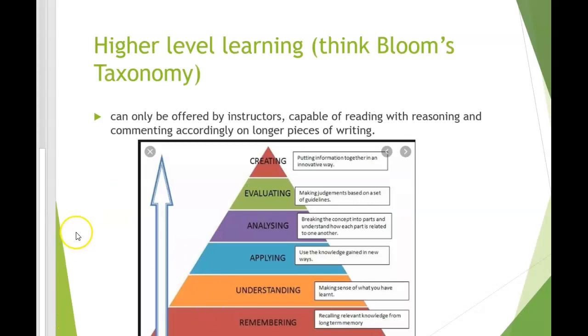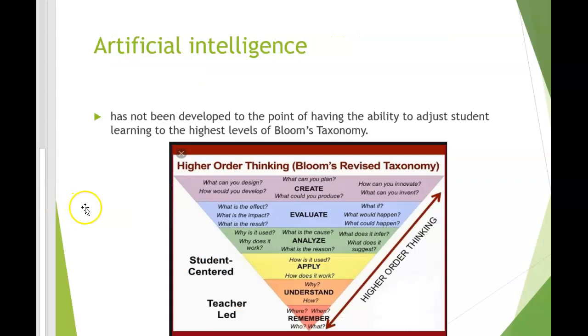Higher level learning, think Bloom's taxonomy again, can only be offered by instructors capable of reading with reasoning and commenting accordingly on longer pieces of writing. Artificial intelligence has not been developed to the point of having the ability to adjust student learning to the highest levels of Bloom's taxonomy.